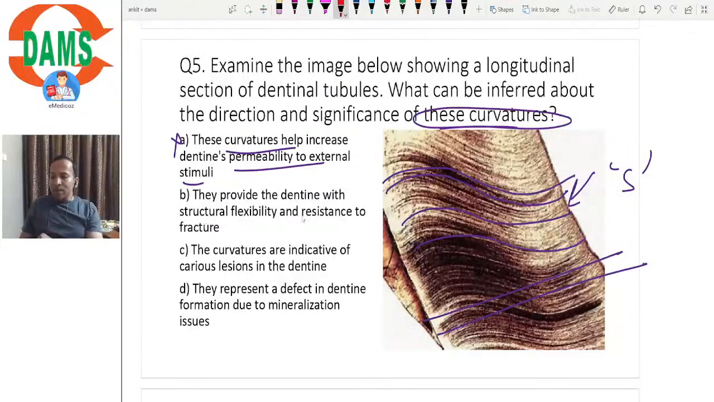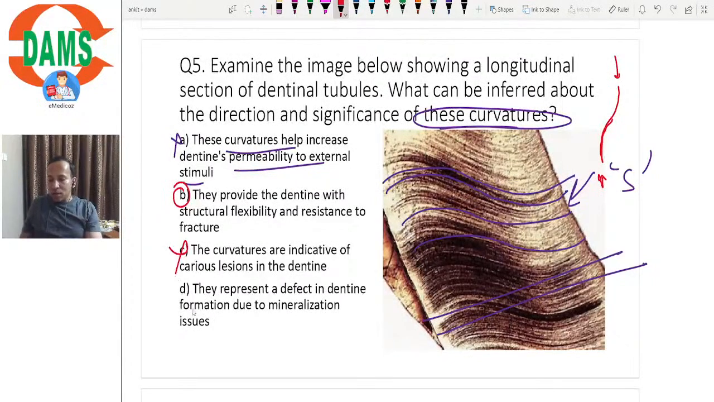Option B, they provide the dentine with structural flexibility and resistance to fracture. So because of this S-shaped curvature, there is an inherent flexibility to the dentine. And we have studied this before. Dentin is a viscoelastic material. Why is it viscoelastic? Because of the presence of collagens, right? And dentinal tubules. So we will keep option B. It may be correct. Option C, the curvatures are indicative of carious lesions.